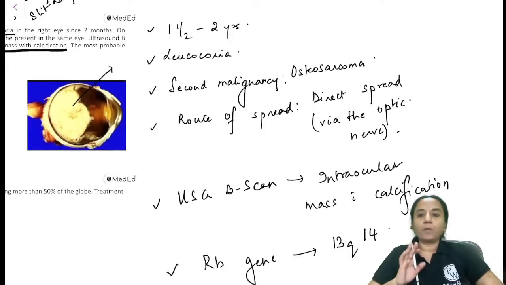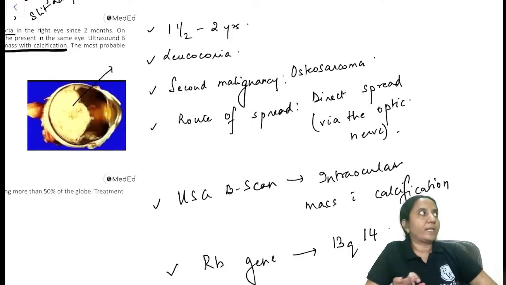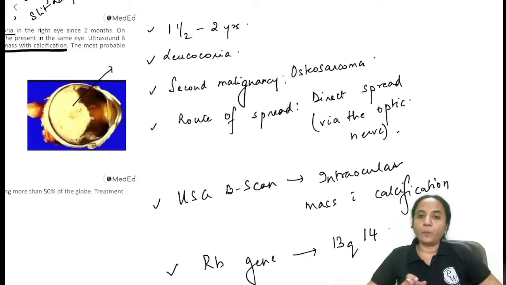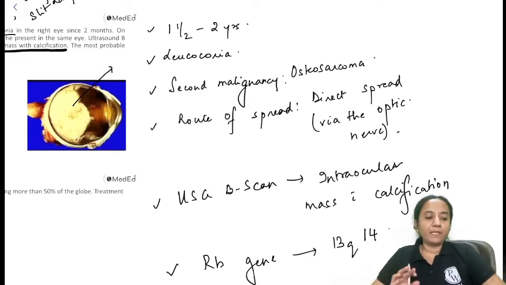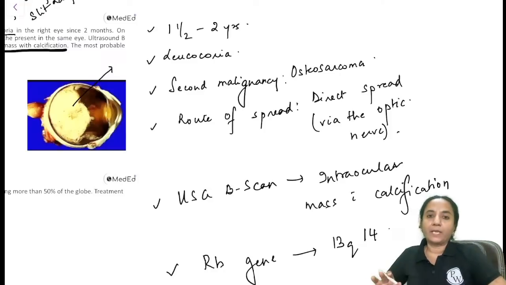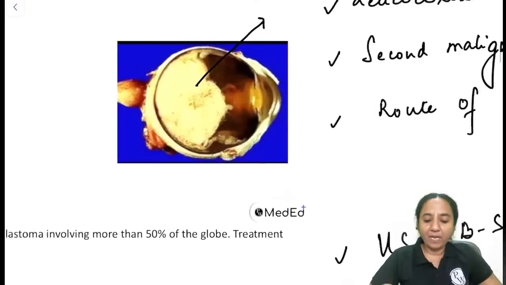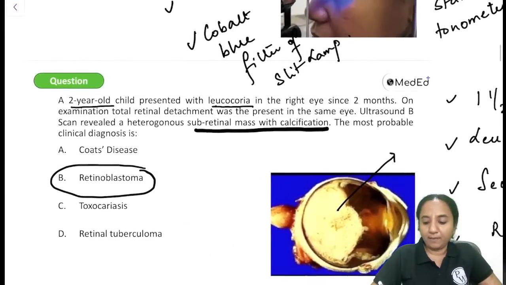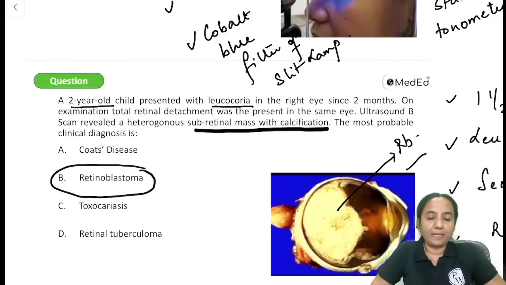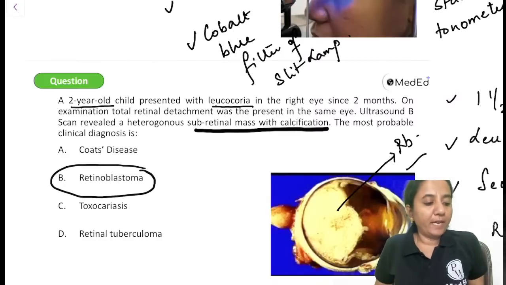So these are the important points to remember. So see, in this question, they have given us that the age of the child is 2 years, presents with white pupillary reflex, and USG-B scan is showing an intraocular mass with calcification. So 2-3 important pointers are there, and we have this mass. So that's why this is nothing but retinoblastoma. Commonly asked question in the exam. Right, shall we go to the next question?